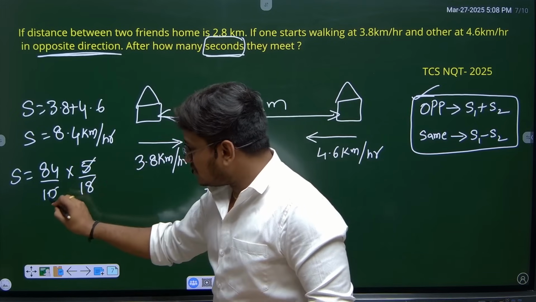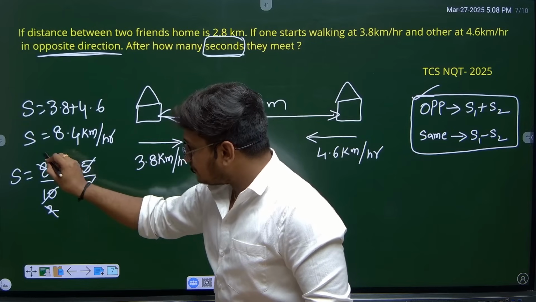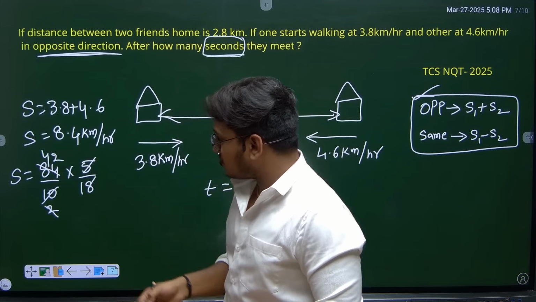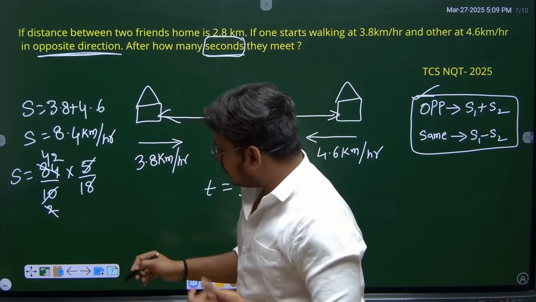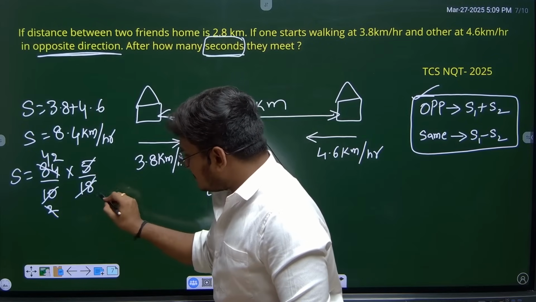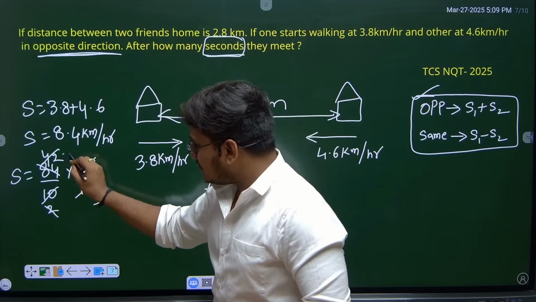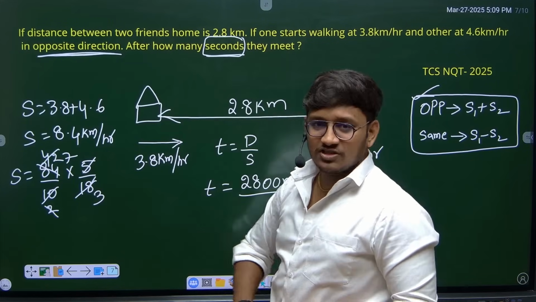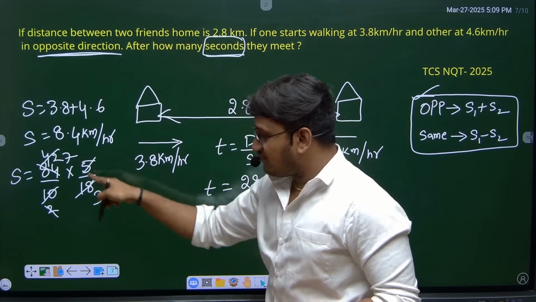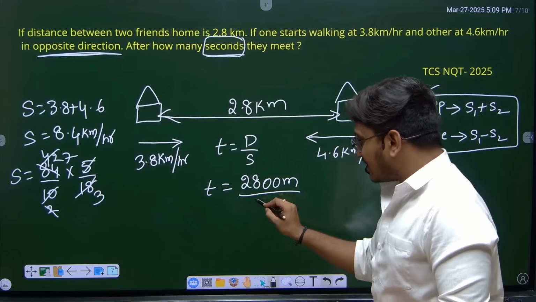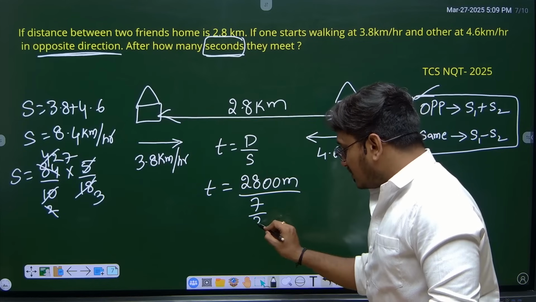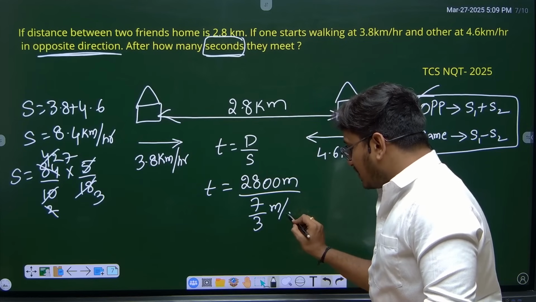Now let me make the calculation simple. 5 ones are 5, 2 times. 2 ones are 2, 42 times. Now here 6 3 times is 18, 6 7 times is 42. Now finally we have 7 by 3. Let me write 7 by 3 meters per second.